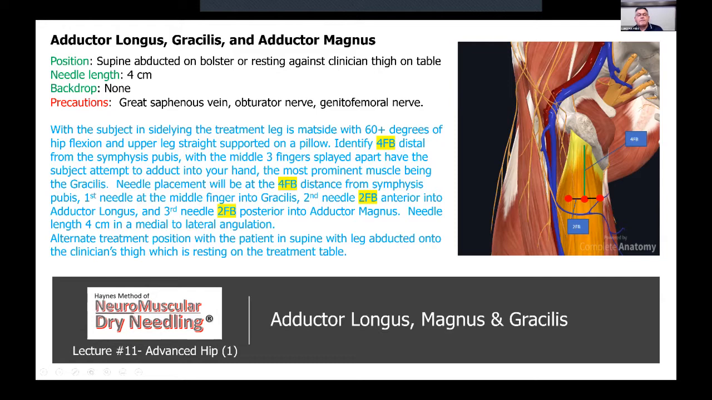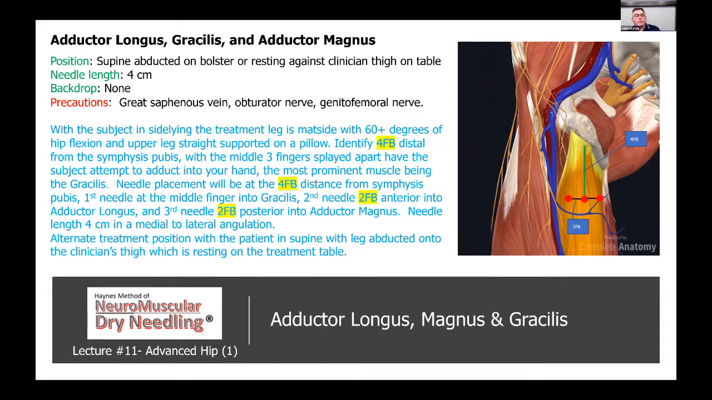We're going to identify 4 finger breadths distal from the symphysis pubis with the middle 3 fingers splayed apart. We're going to have the subject attempt to adduct into your hand, the most prominent muscle being the gracilis. So needle placement will be at 4 finger breadths distance from the symphysis pubis. The first needle will be at the middle finger into gracilis. The second needle is going to be 2 finger breadths anterior into adductor longus. And the third needle will be 2 finger breadths posterior into adductor magnus.